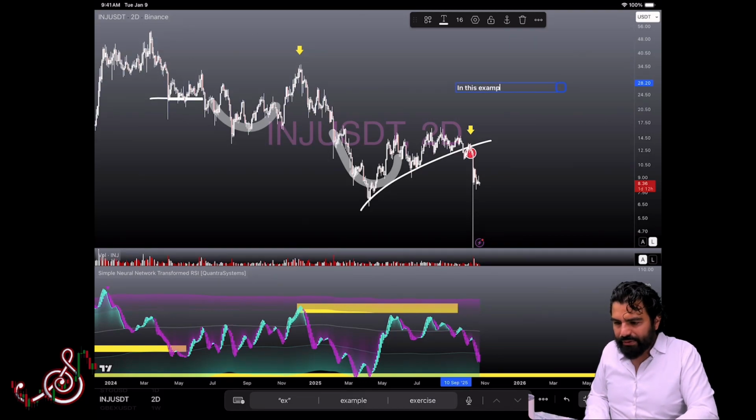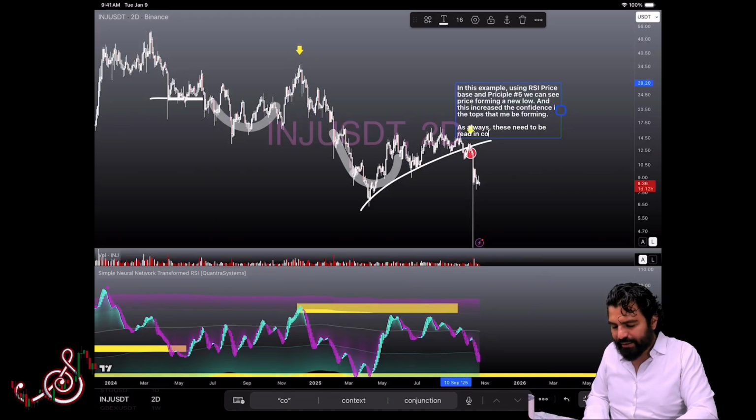In this example, using RSI principle, RSI price base, and principle number 5, we can see price forming a new low. And this increases the confidence in the tops that may be forming. As always, these need to be read in context and in health and weakness.